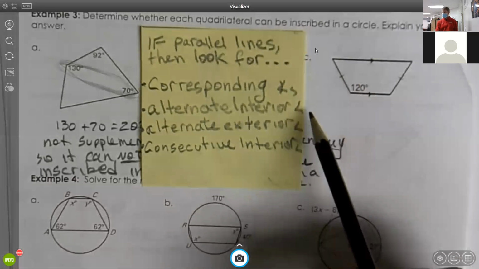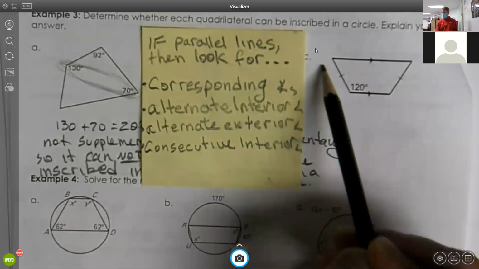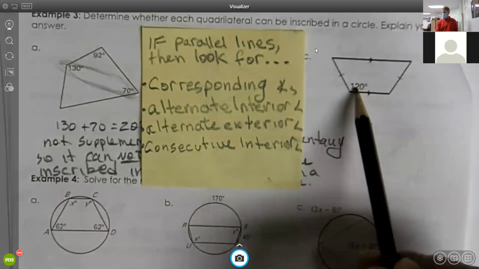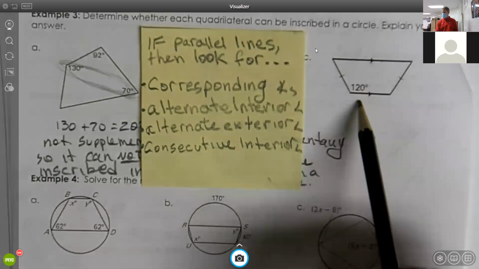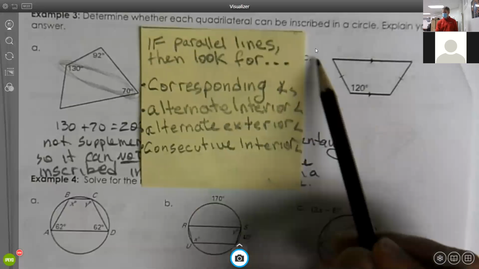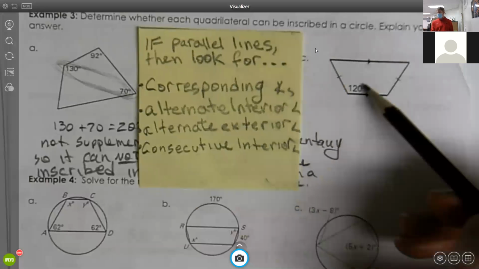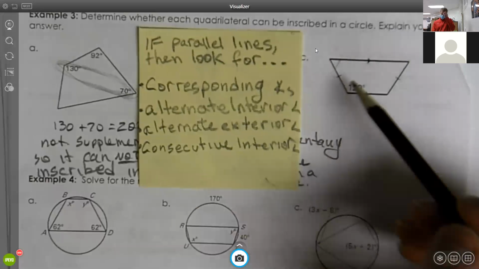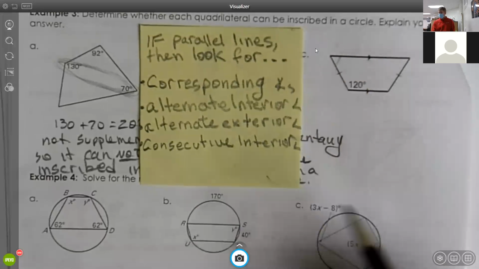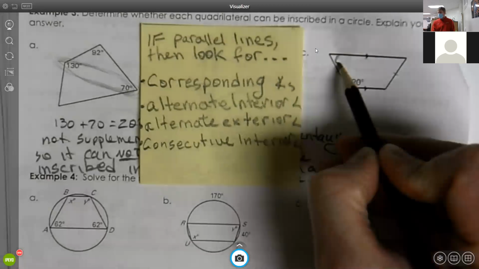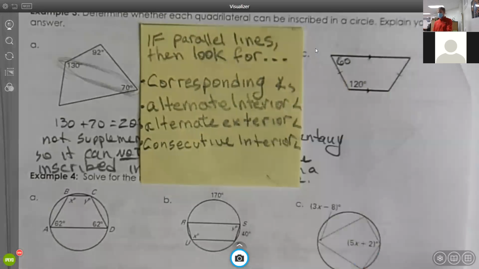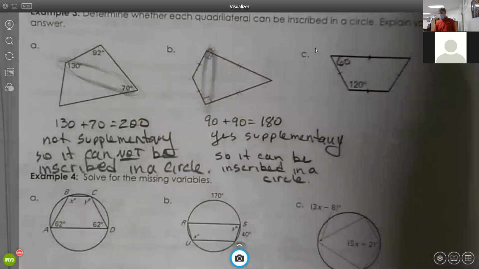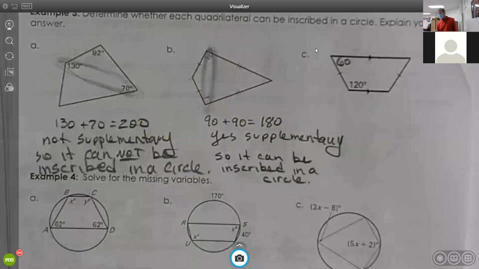Alternate interior, that's the type that make the zigzag. Alternate exterior, well, the 120 is an interior, so it's definitely not exterior. Then consecutive interior, oh, that's going to be this guy. Consecutive interior angles are going to be supplementary. So this has to be 60. So that angle there is going to be 60.